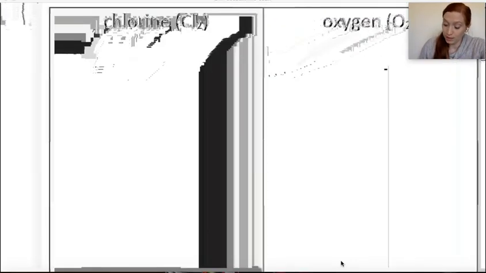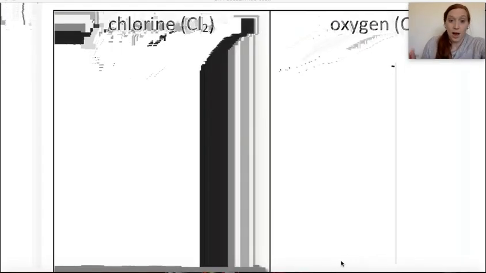So let's look at 3 examples where that's going to be the case. We've got chlorine, which is diatomic.